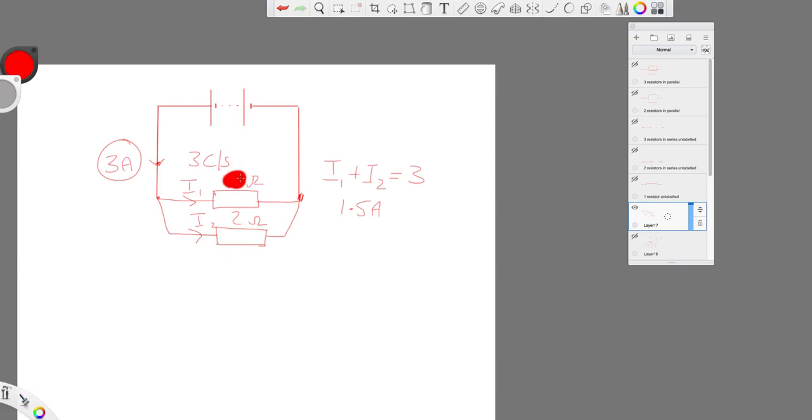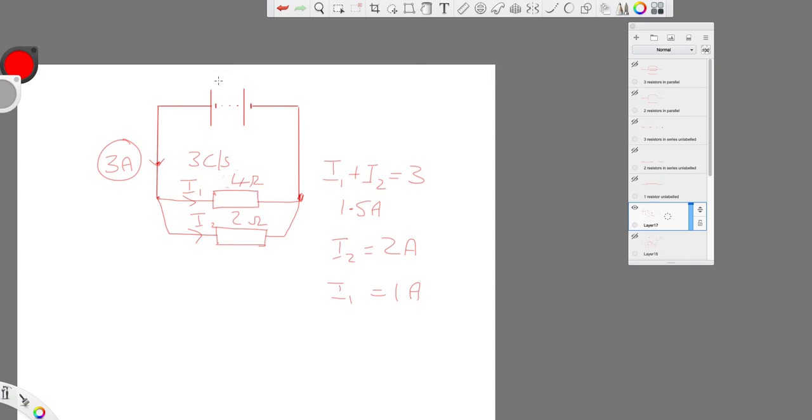If, however, this was 4 ohms, for example, well, this is twice as difficult as that. So half the current that's going through here will go through here because this is twice as difficult. So I2 will be 2 amps and I1 will be 1 amp, because I2 is twice as easy, and so you'll have twice the current.